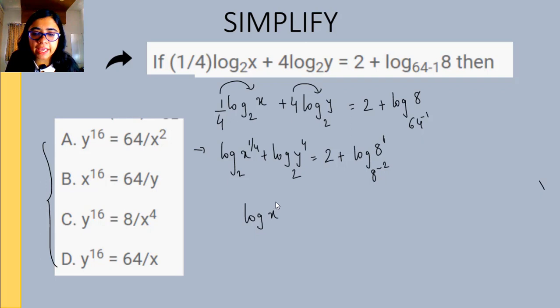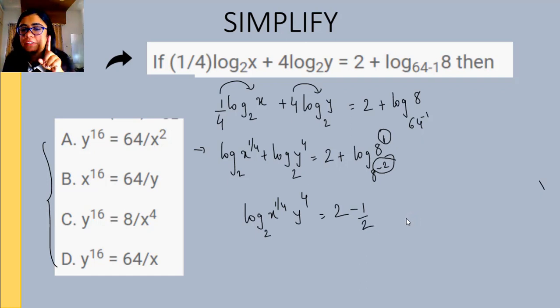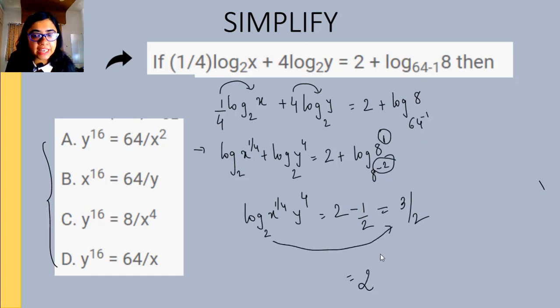So this will be log x raised to 1 by 4 y raised to 4 to the base 2 is equal to 2. Look, both these powers will go outside. So you will have minus 1 by 2 and log 8 to the base 8 will become 1. So what will this give you? 2 2s are 4 minus 1 is 3 by 2. Now what you're going to do is take anti-log. Take 2 to the other side. So you will have 2 raised to 3 by 2. This log will get eliminated. You will have x raised to 1 by 4 y raised to 4.